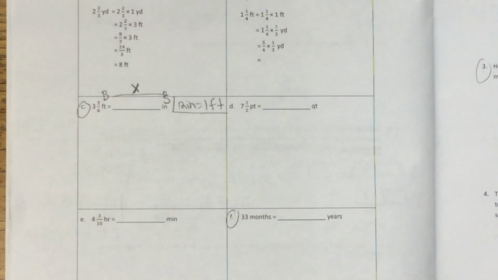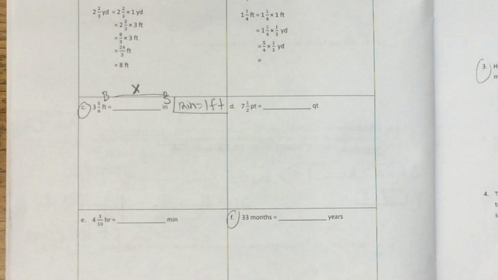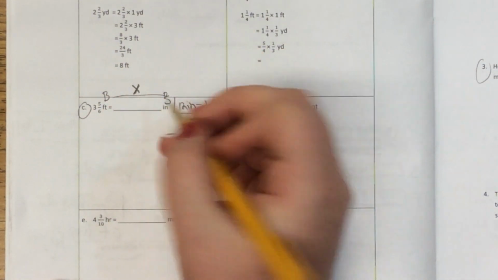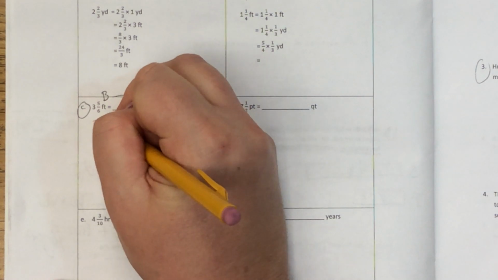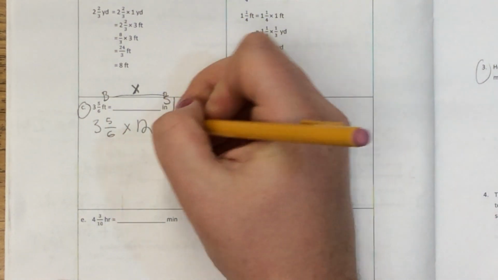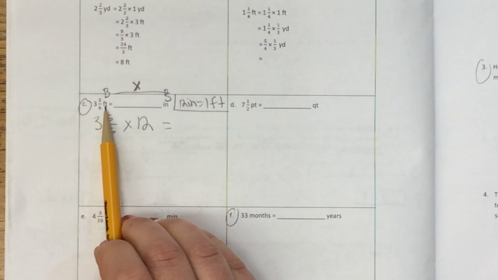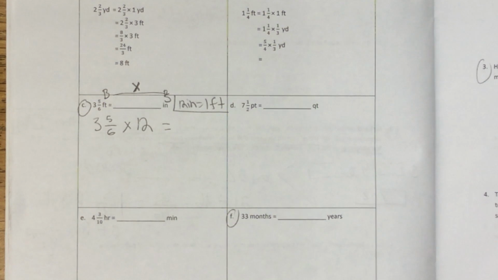You're going to follow those exact same steps today, but you have to just deal with that it's a mixed number. So it's just going to be a little bit more challenging for us. But we're going to still follow those steps. So we already figured out we're going to multiply. So our problem is going to be 3 5/6 times 12 is going to give us our answer in inches, which makes sense because feet are a bigger unit. There's more inches in every single foot.